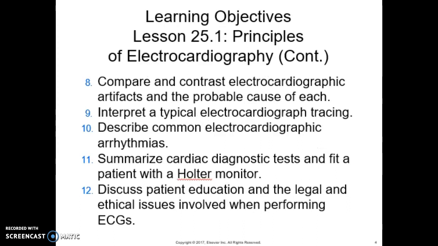We'll also compare and contrast electrocardiograph artifacts and the probable cause of each, interpret a typical electrocardiograph tracing, describe common electrocardiograph arrhythmias, summarize the cardiac diagnostic test and fit a patient with a Holter monitor, and discuss patient education and the legal and ethical issues involved when performing ECGs.